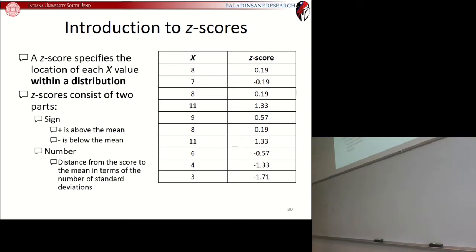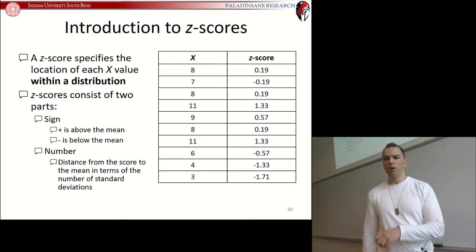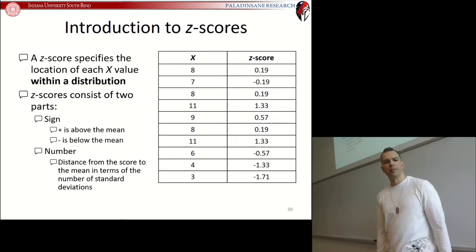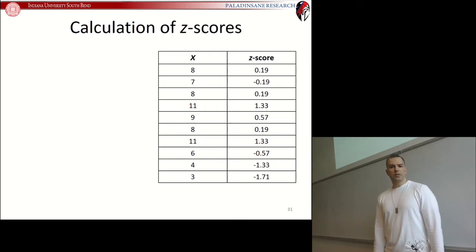So again, if somebody said, oh, I have a z-score of 2.5, you can say, wow, you're above the mean, and you are 2.5 standard deviations above the mean. It gives you a lot of information in that one little number. All right, so that's what a z-score is.